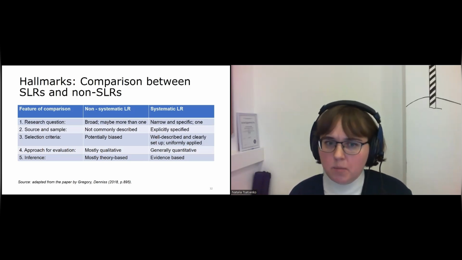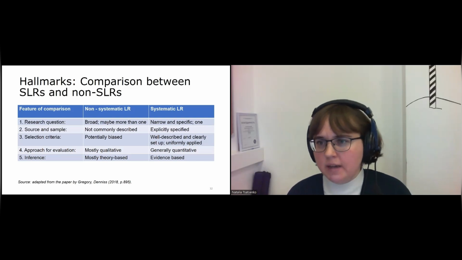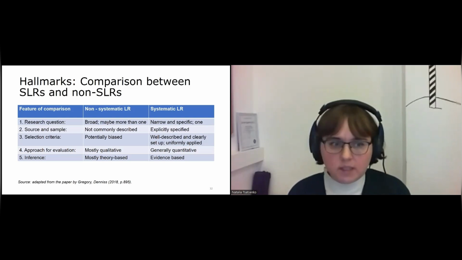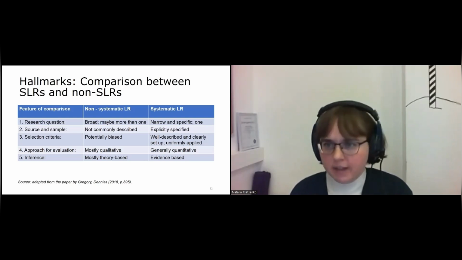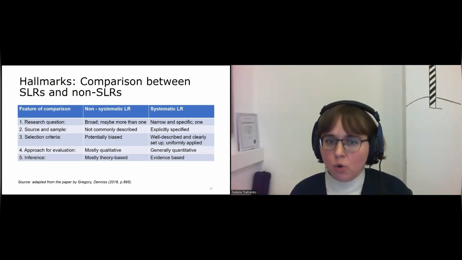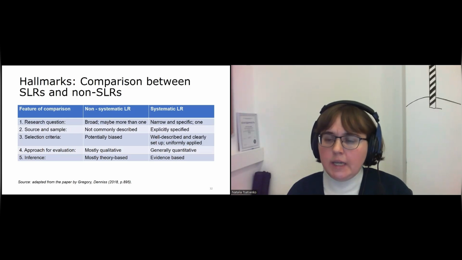The source and the sample. In a non-systematic literature review, in a narrative review, it's uncommon to write how many articles scholars analyzed. In an integrative review it could be. In a systematic literature review, we have to indicate what our sample is. Selection criteria is again a key point. In a non-systematic review, some scholars can say it is potentially biased, so it could be subjective. In a systematic literature review, it is well described, so it's more objective.